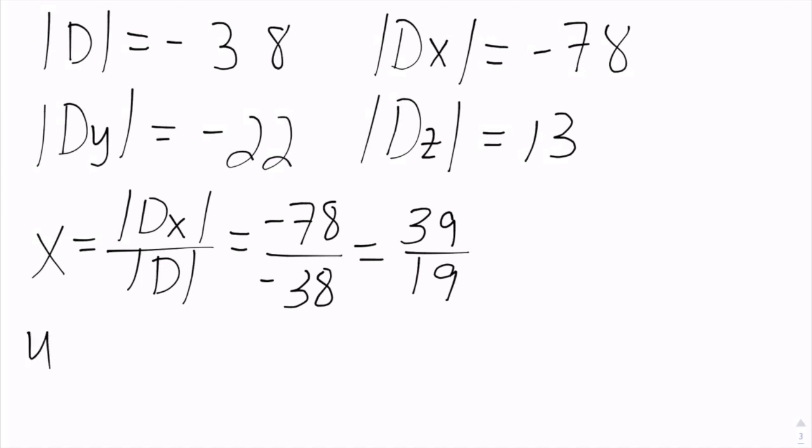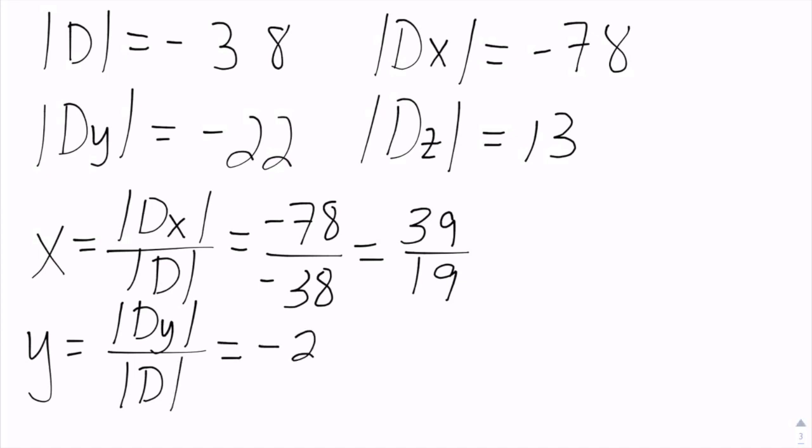We can find y by doing the determinant of D sub y over the determinant of D. Oops, typo, sorry. And when we do that, we're going to get negative 22 over negative 38. And again, we can divide each of those by 2, which gives us positive 11 over 19.